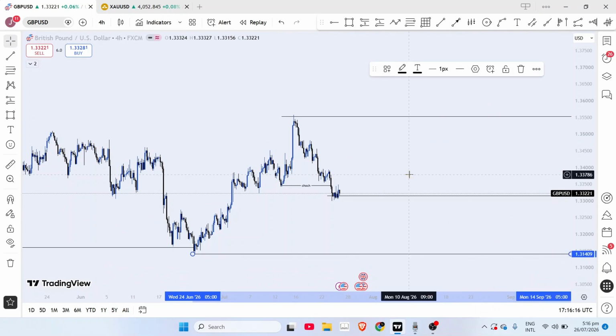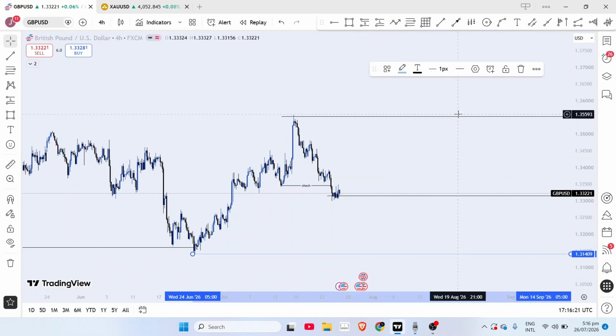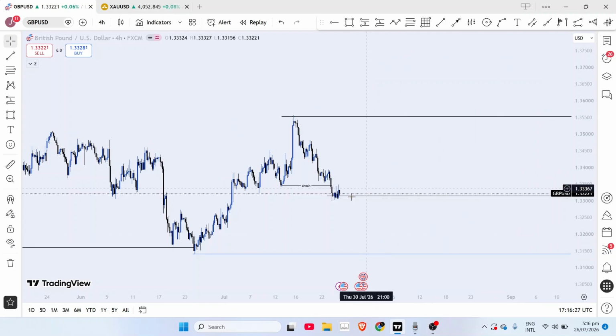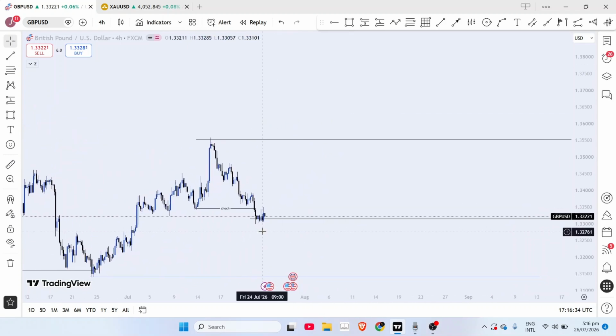We are targeting this low. So let me change the color of this to, let's say blue. Let me give it a better color. This blue. Okay, good. So we are targeting this low. So right now we are here. What we are looking for is that price retraces into this zone. Any valid point of interest here, then we take it from there.